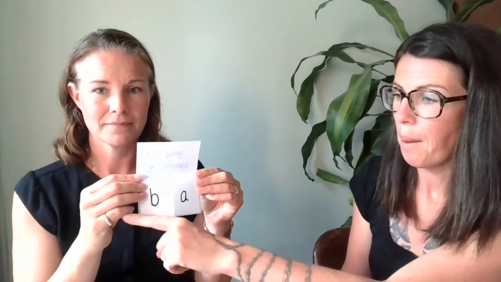First syllable. B, a, ba. Excellent. Now we're going to change the first sound. D, a, da. Excellent. Can you think of a word that has the sound da in it? Dad. Excellent. Next syllable. F, a, fa. Well done. We're going to change the initial sound one more time. L, a, la. Excellent.